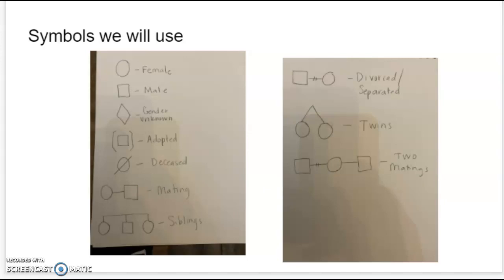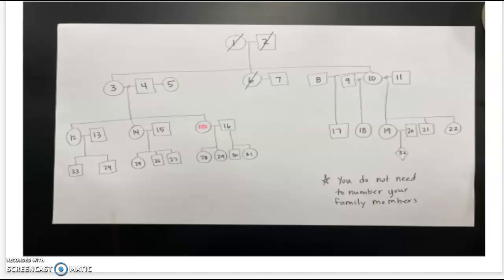So I'm going to go over mine. I numbered mine for you guys just so I can explain it better. You do not need to number yours. What you guys are going to do is put the names underneath the circles and squares. So in this case, you can see that I have my grandparents as individuals 1 and 2. They are now deceased, so I put the lines through them. When they were deceased, they were still together, so they don't have the 2 lines between them.